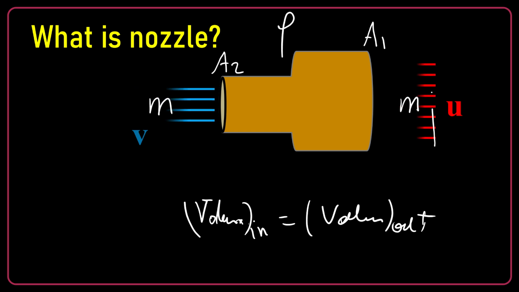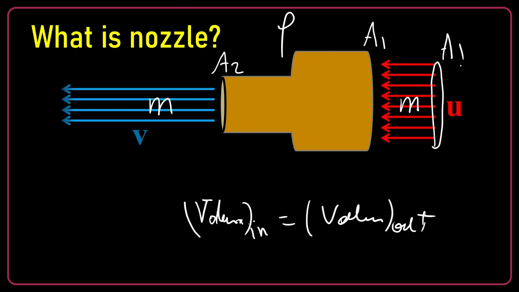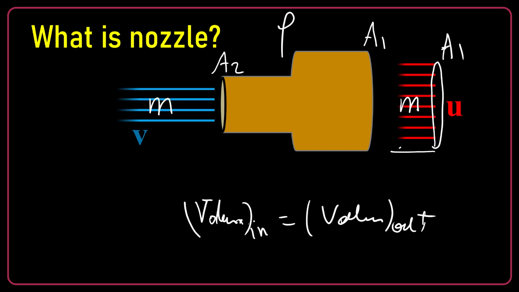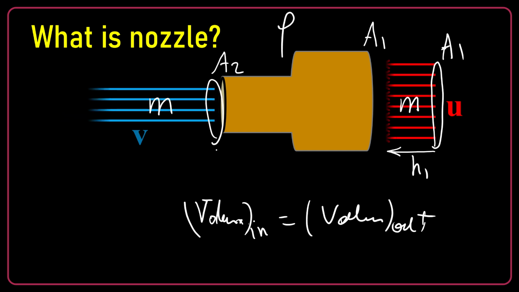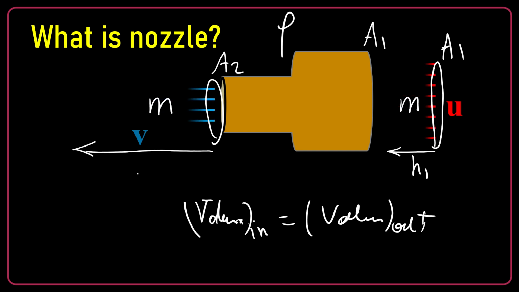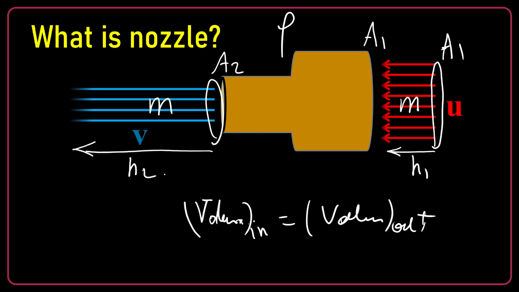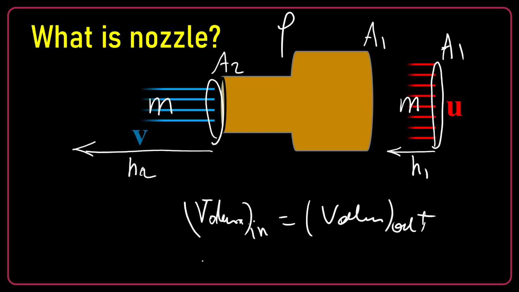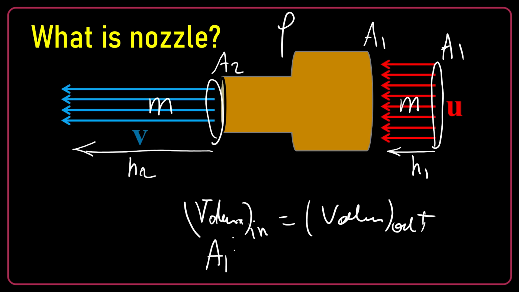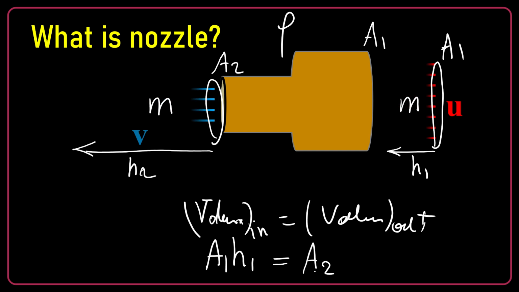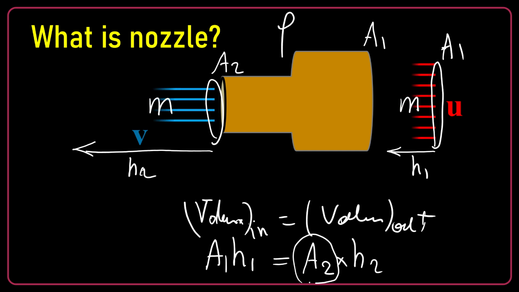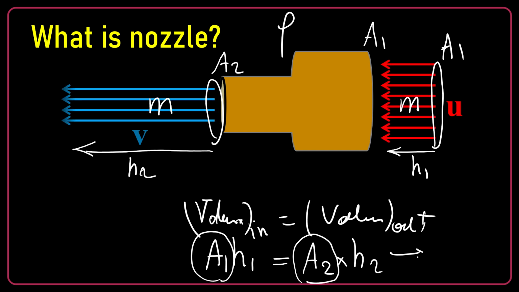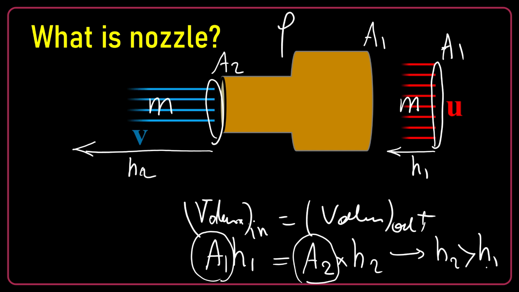Let's say we have a cross-sectional area of A1, as I mentioned, and the distance traveled by the water in the time of delta T is H1. Here A2, and the distance traveled by the same mass of water is H2. So the volume in is base times height, A1 H1, a cylinder. The other, again the base of the cylinder, A2 at the output, times H2. As A2 is smaller than A1, we can say H2 is larger than H1.